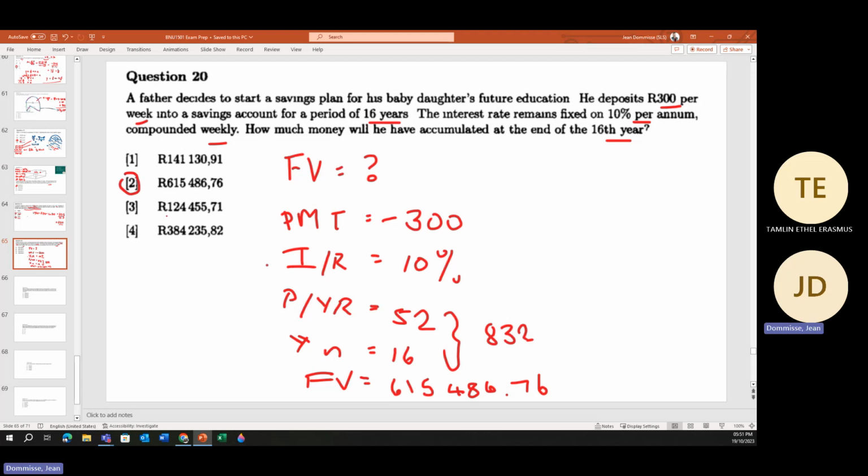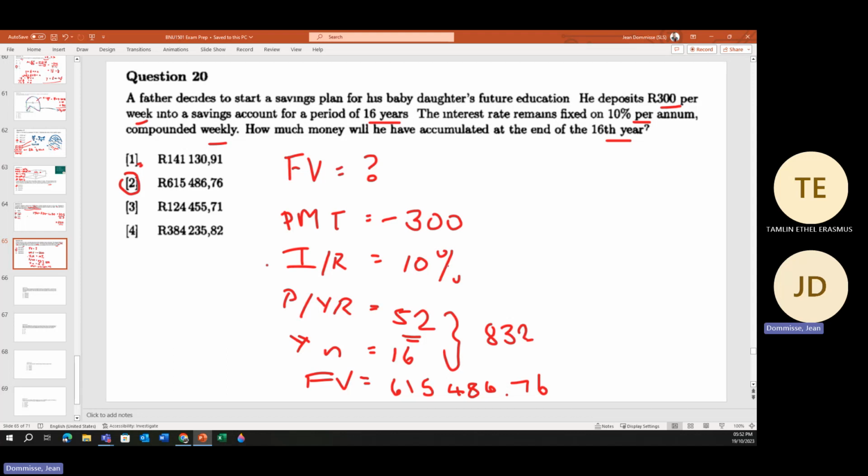Okay, so option two, and quite a lot of money. If we did not change it, if we had the normal payments, 12 times a year, you actually would have had option one as your answer. So if you did not change it to 52 but kept it as 12, your answer would have been option one. So again, just be careful and make sure that you're using the right formulas and adding the right things.